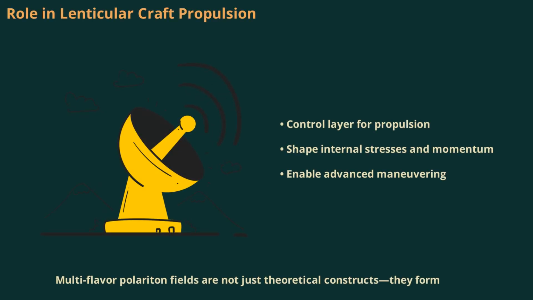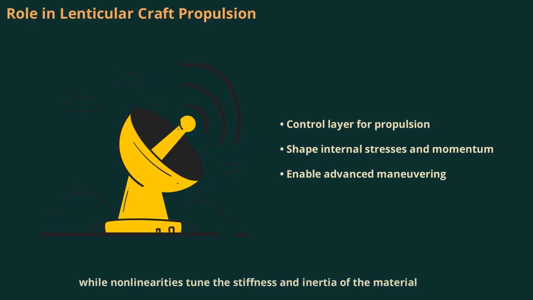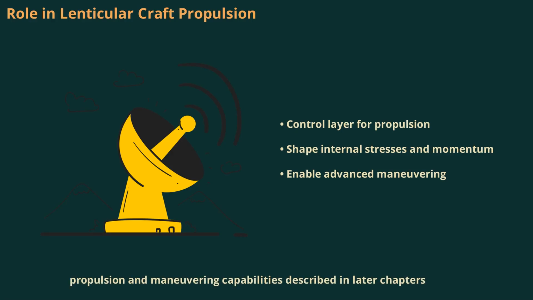Multi-flavor polariton fields are not just theoretical constructs, they form the control layer for the lenticular flying saucer's propulsion system. By shaping polariton flows, engineers can manipulate internal stresses and momentum density within the craft's hull. Coupling terms allow for rapid regime switching, while nonlinearities tune the stiffness and inertia of the material. These mechanisms are foundational for the advanced propulsion and maneuvering capabilities described in later chapters.